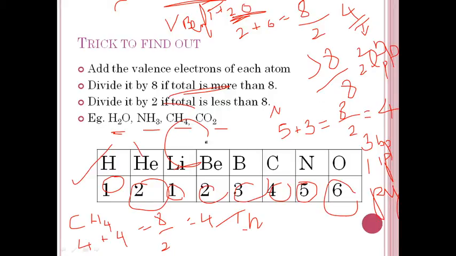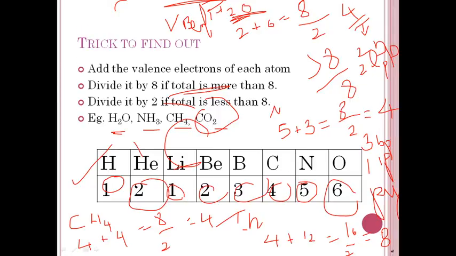So the last example, shall we try? Carbon dioxide, shall we try? So carbon is 4 and oxygen 6. 6 twos are 12. 12 plus 4 is 16. Okay, so 16 by 2 is 8. See, we have only 3 atoms, so only 2 bond pairs are possible.